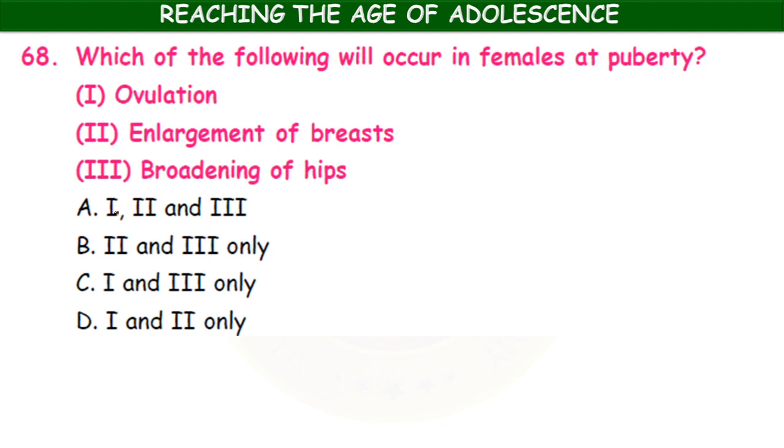Which of the following will occur in females at puberty? Ovulation, enlargement of breasts, broadening of hips. All these changes take place at the time of puberty in females. Ovulation means the release of eggs. Every menstrual cycle produces one egg.